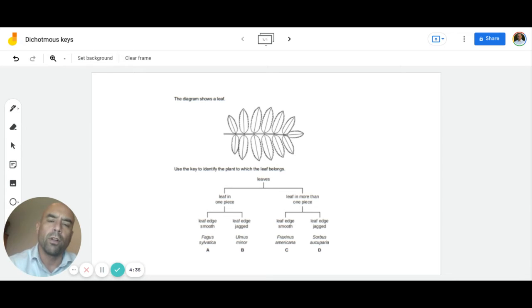Let's take a look at this one. We've got lots of leaves here. So is the leaf in one piece? Well, no, it's in lots of different leaves just here. So the leaf is in more than one piece. The next thing we need to take a look at is, are the leaves here jagged or smooth? Well, it says, is the leaf edge smooth? No. Is the leaf edge jagged? So this is a Sorbus aucuparia.